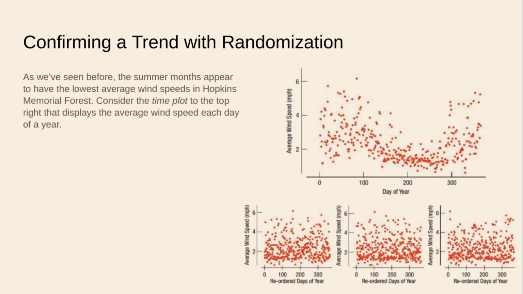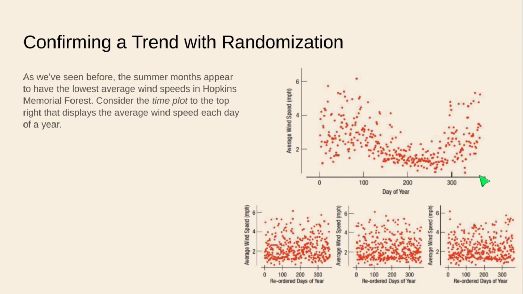As we've seen before, the summer months are the ones that have the lowest average wind speeds in Hopkins Memorial Forest. We see this time plot over here that seems to say as much. In the summer, that's in this region right here, this stretch of time, we have some of the slowest wind speeds. So here's our time plot, and it displays the average wind speed each day of the year. Okay, so we got our winter, and then our spring, and then summer, things really slow down, autumn, and then winter again, things pick up.